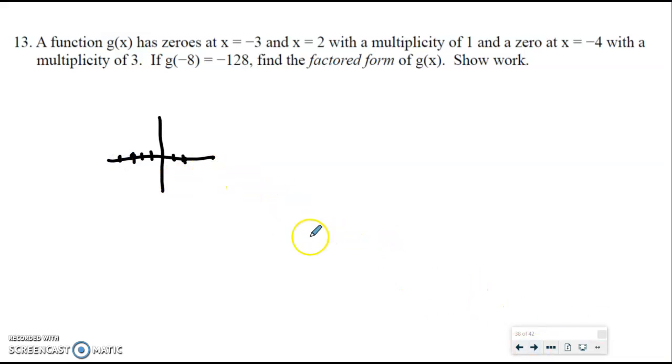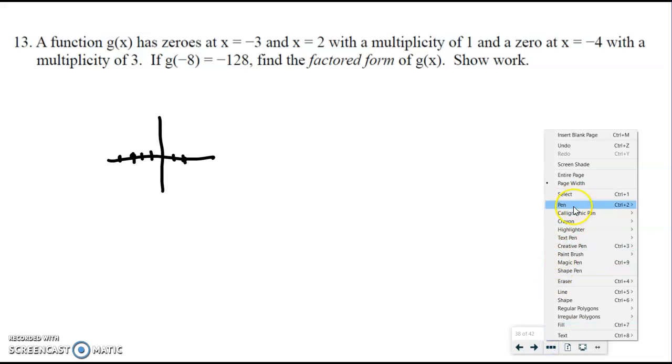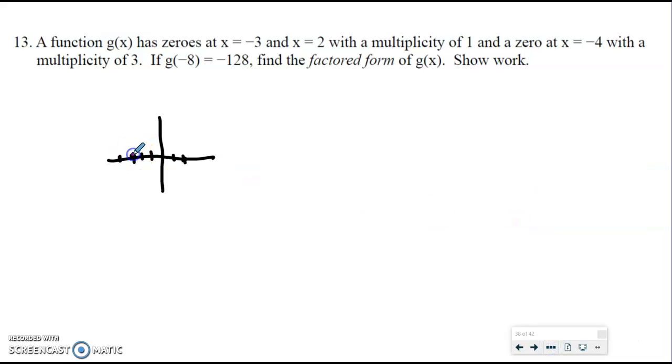There are a couple things that this problem is telling us. We have one here, one here, and another one at 2. It tells us that -3 and 2 have a multiplicity of 1, and that at -4, it has a multiplicity of 3. So when I look at this polynomial, a polynomial has the form of x minus h and x minus k, and these are all the zeros, and that keeps going on.